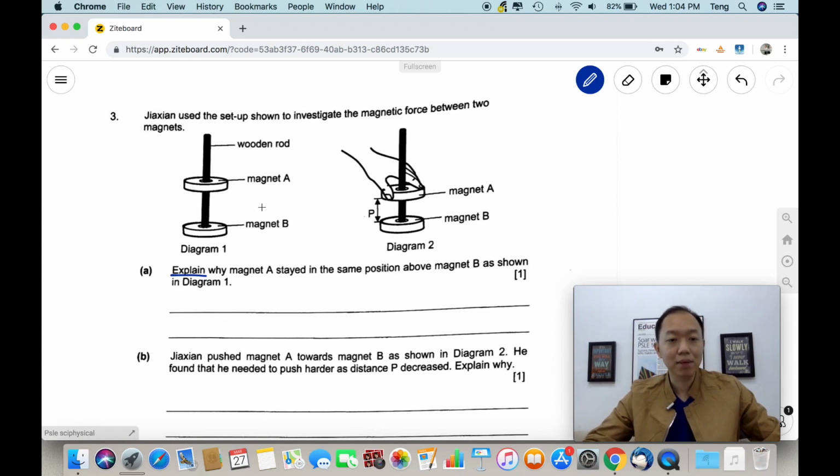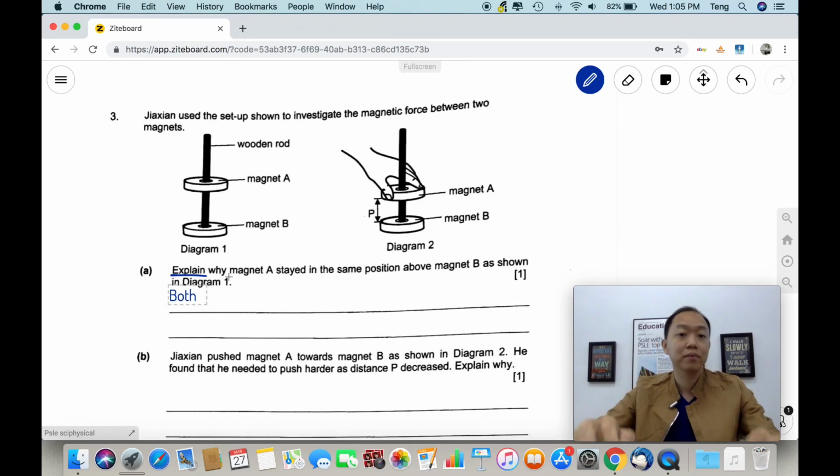Repulsion. Okay, so it's about magnetic force. So explain why magnet A stayed in the same position above magnet B. Sometimes a lot of things are very obvious, like for example this one. Of course, repulsion, magnetic force of repulsion. But how to write it out? That is the key thing.